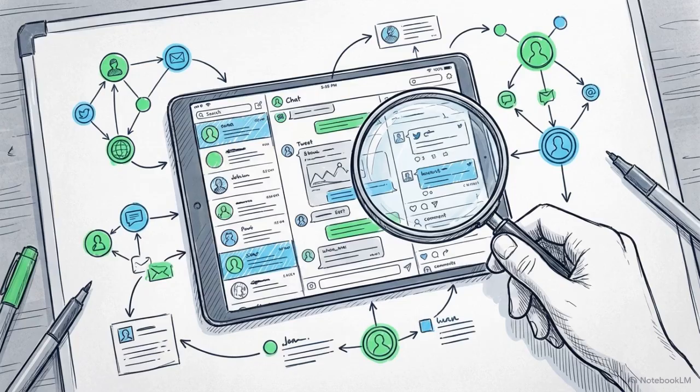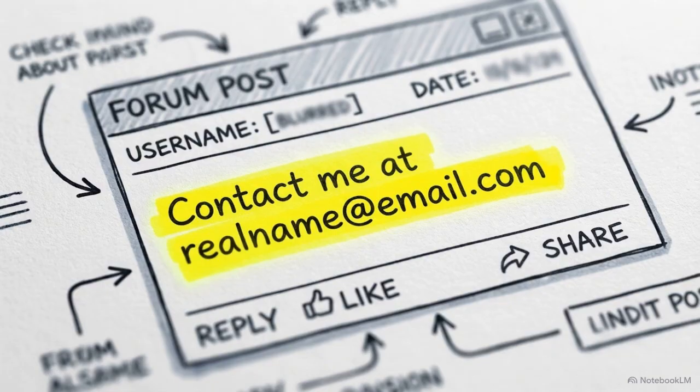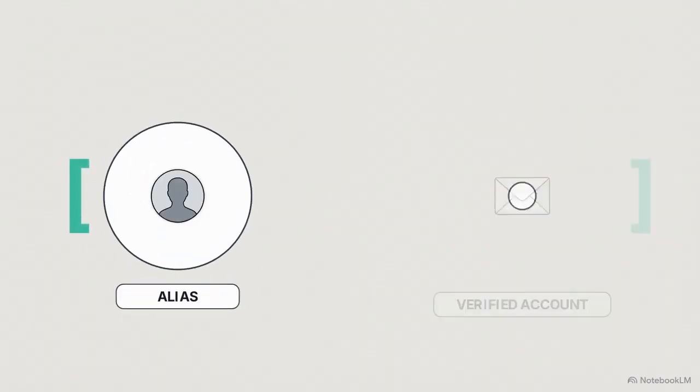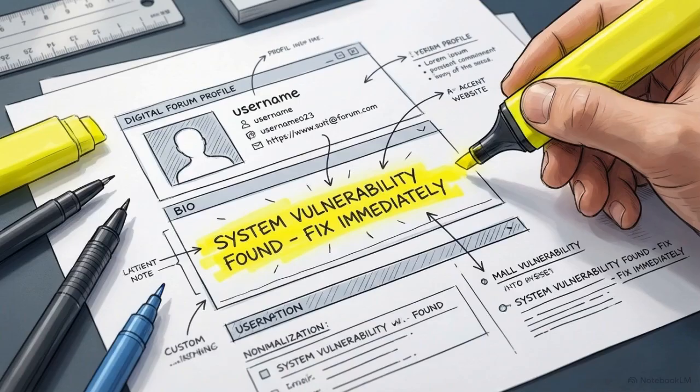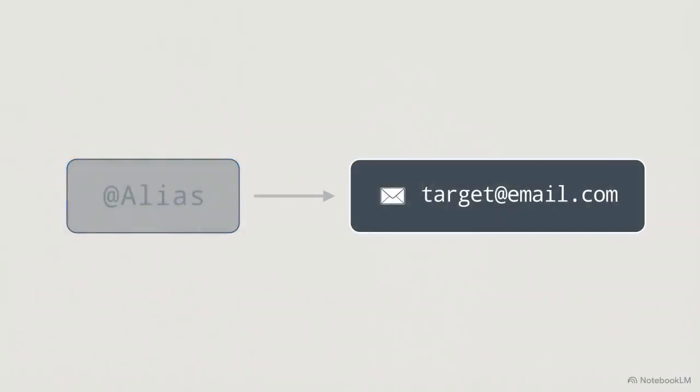You then manually comb through those active results, looking for an old bio or a forum post where the target listed a real email address. Connecting a username to an email address creates a bridge between an alias and a verified personal account. Now, you must execute a digital pivot. You move your focus away from the username and use the newly discovered email address as your primary search vector.